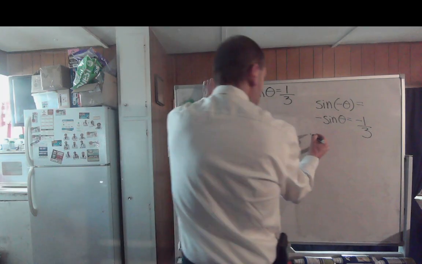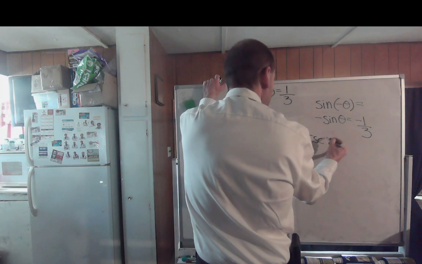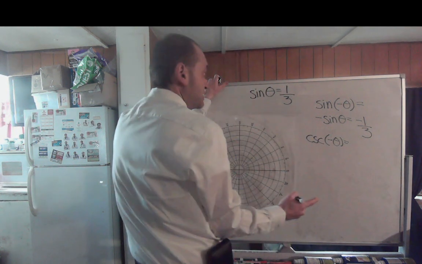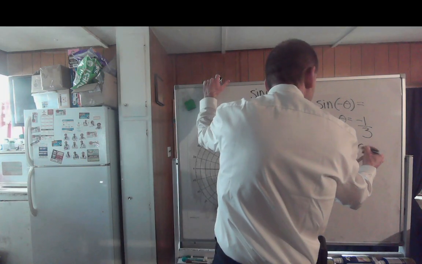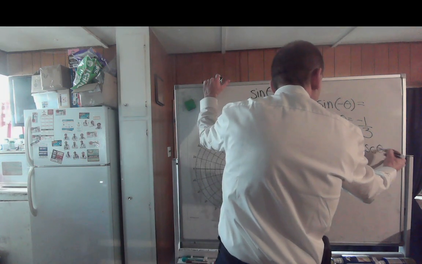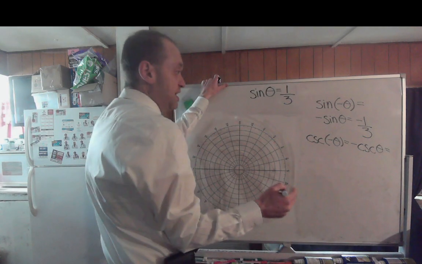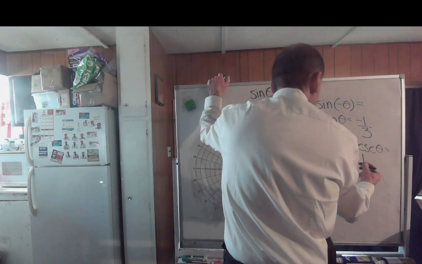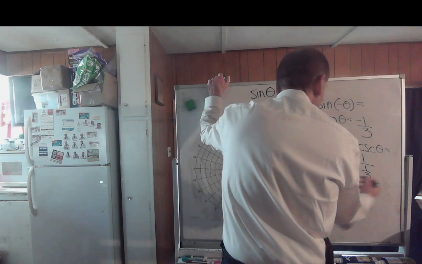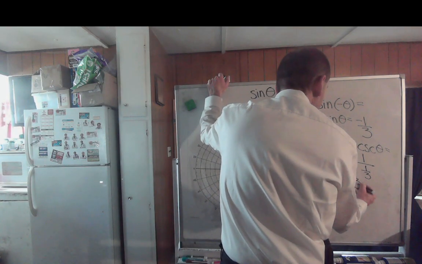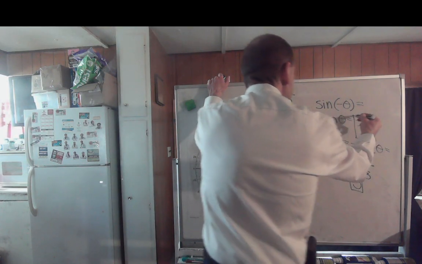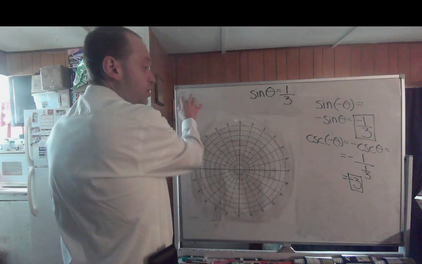Now to find the cosecant of negative theta, because they also are asking you that, that's the same as the negative of the cosecant of theta. Well, what is the cosecant of theta? Reciprocal of sine, that would be the negative of 1 divided by 1/3, which would end up giving you negative 3. So there's an odd function at work for you.